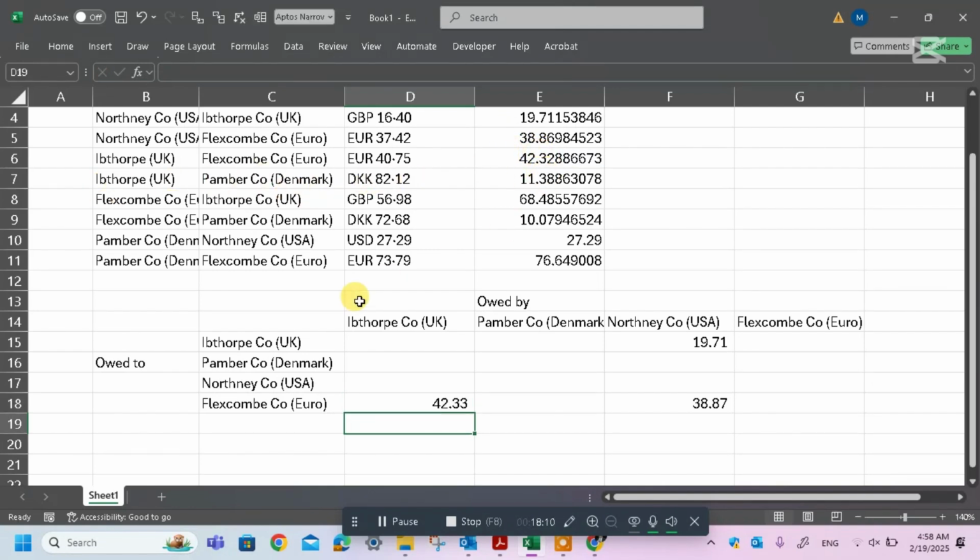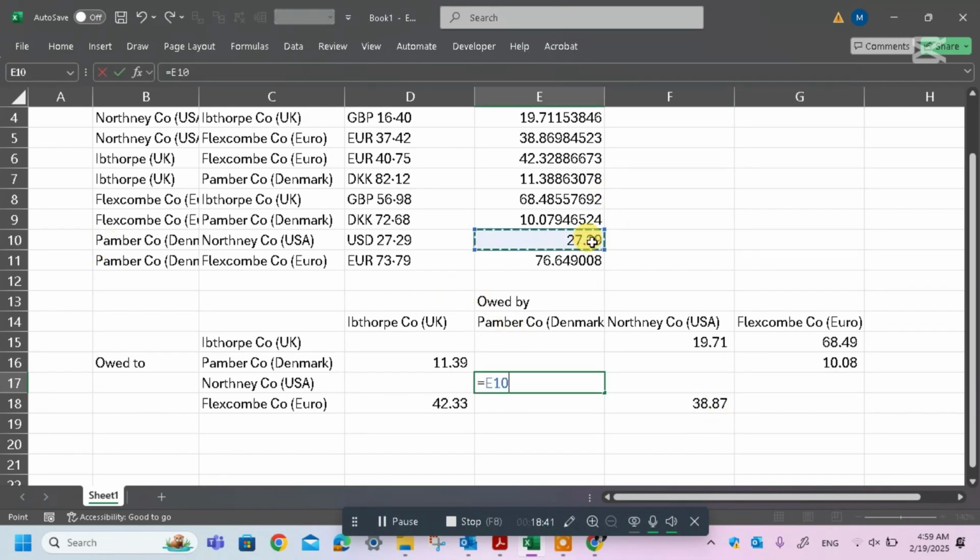I to P, 11.38, I to P. F to I, here, F to I, 68. F to P, 10.07. P to N, this figure. P to F, this figure.